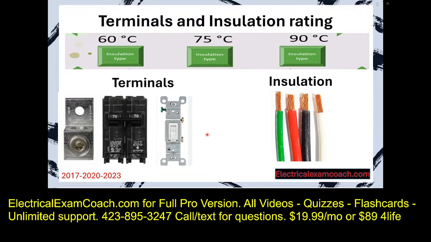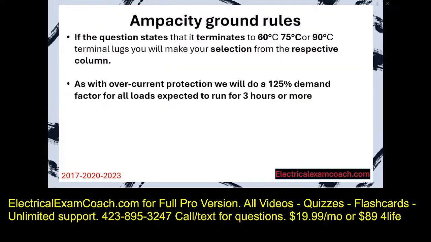But for right now, what I want you to remember is we're going to match the column that we used based off the terminals that the device is rated by. Regardless of what the insulation is, we can choose from whatever column that the terminals are rated by, unless modified by another code. Now let's lay some ampacity ground rules. Unless modified by a specific piece of equipment or another code, these rules will apply generally. If the question states that it terminates to 60, 75, or 90 degree C terminal lugs, you're going to make your selection from that respective column.